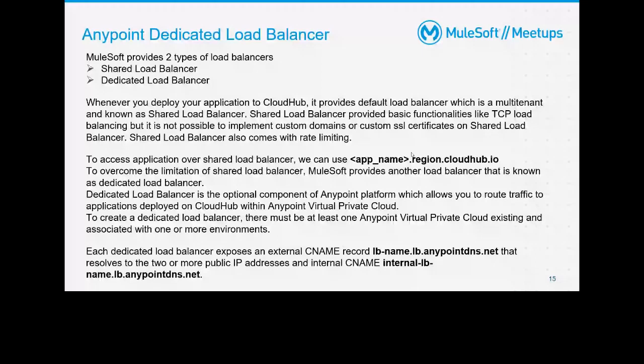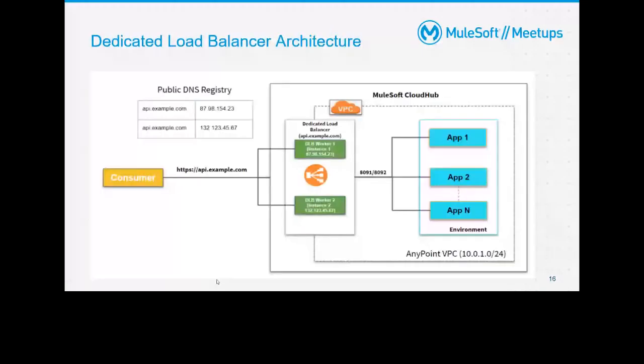One challenge is that we cannot create a custom domain. The second challenge is that it comes with rate limiting. But also, when you deploy your application into a virtual private cloud, to access those applications publicly you require a dedicated load balancer. So there are three use cases where we require a dedicated load balancer. Generally each dedicated load balancer exposes an external CNAME, lbname.lb.anypointdns.net, that resolves to two or more public IP addresses, and an internal CNAME, internal-lbname.lb.anypointdns.net.